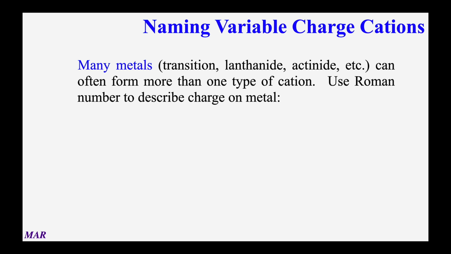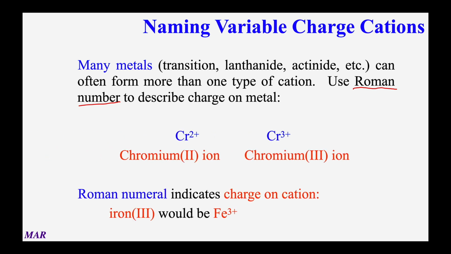So for chemists to talk to each other about which one they're dealing with, we're going to use Roman numerals to express the charge. Here are two examples of chromium: chromium +2 and chromium +3, which are both very common. We would call chromium +2 the chromium(II) ion with a Roman numeral, and chromium +3 we would call the chromium(III) ion.